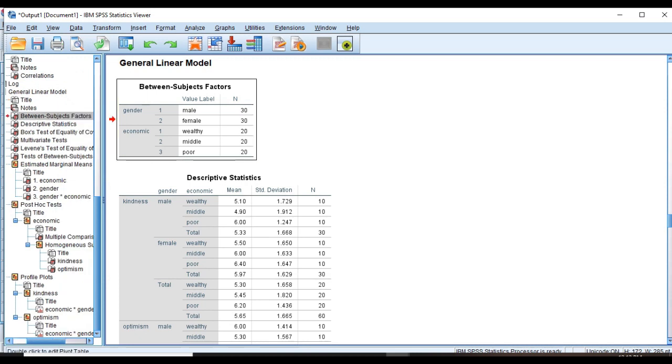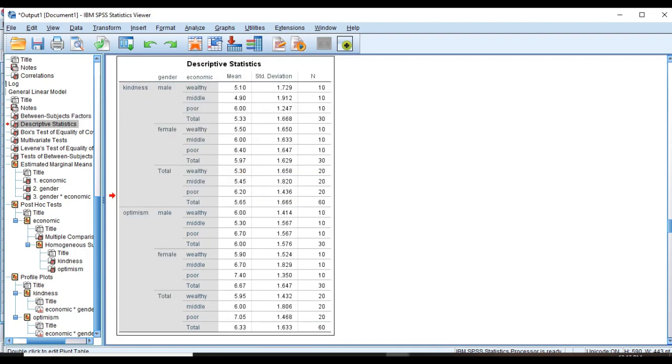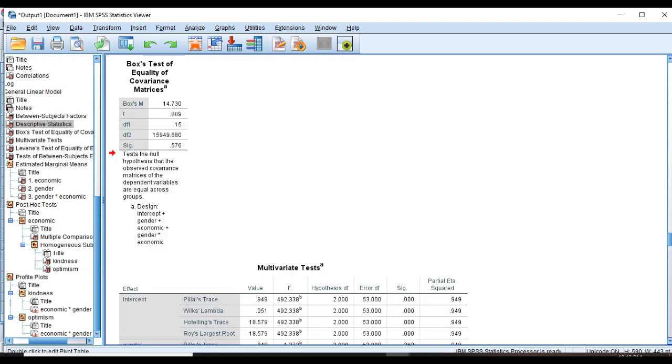So now looking at the results, you can see we have 20 participants in each level of economic and 30 participants for each gender. Moving to the table of descriptive statistics, you can see the mean for each combination, and here the lowest mean is for kindness of middle class males at 4.9, and down here for optimism of middle class males is also lower at 5.3.